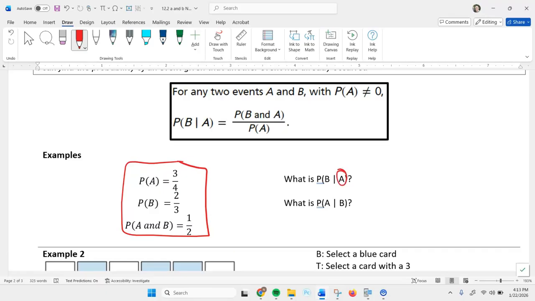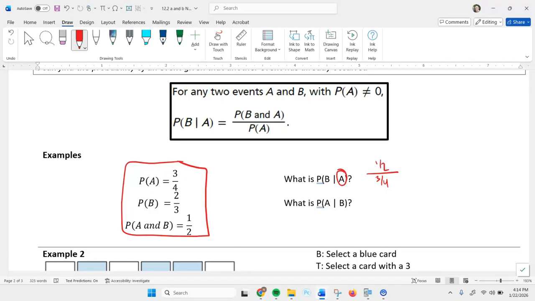And so remember, what's given to you, that's what goes in the denominator. So the probability of event A, the 3/4 goes in the denominator. And for the probability of B and A, you might be wondering, well, what about the order? A and B, B and A, the order doesn't matter. So that goes in the numerator.